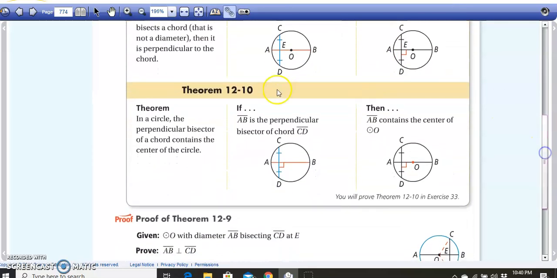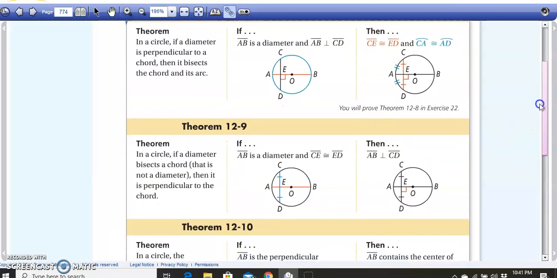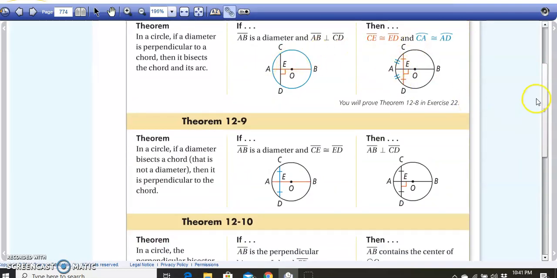The other one: in a circle, the perpendicular bisector of a chord contains the center of the circle. Well, if AB is the perpendicular bisector of CD, okay, perpendicular bisector cuts in half because it's a bisector, then AB contains the center of the circle. In other words, AB is the diameter, because to contain the center and cross the circle is the diameter. All those three theorems basically are the same. This is the thing that we will apply most often.